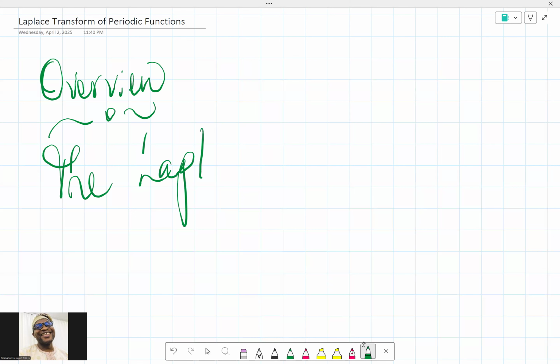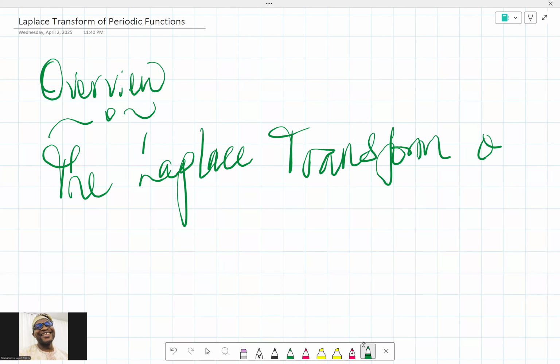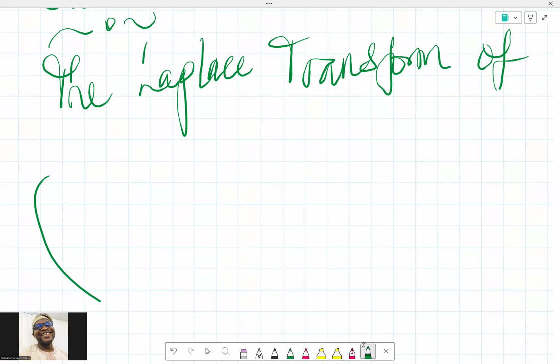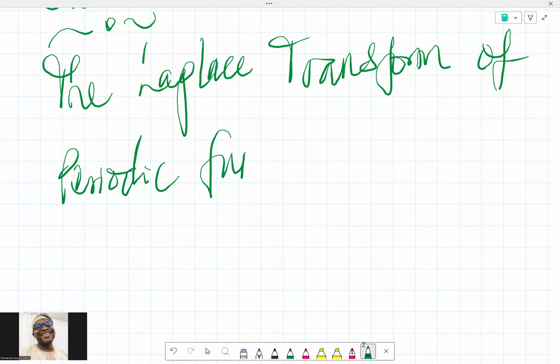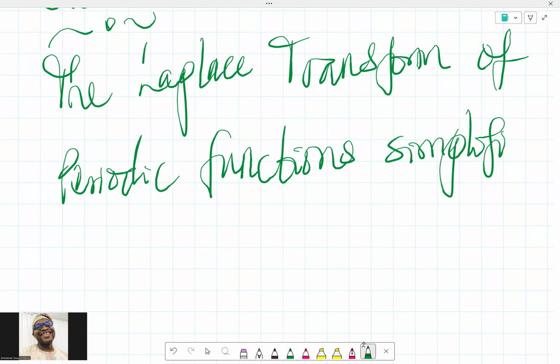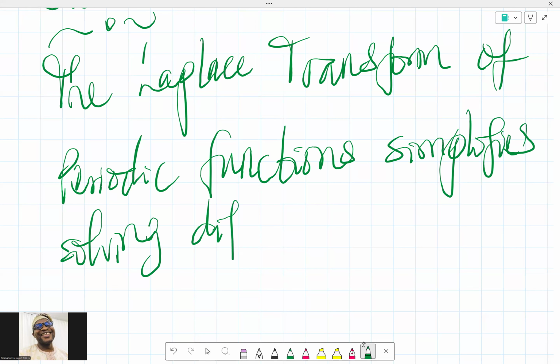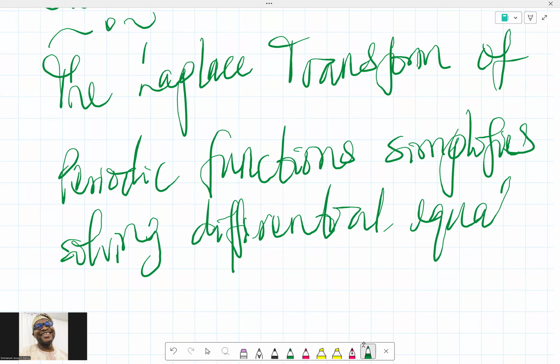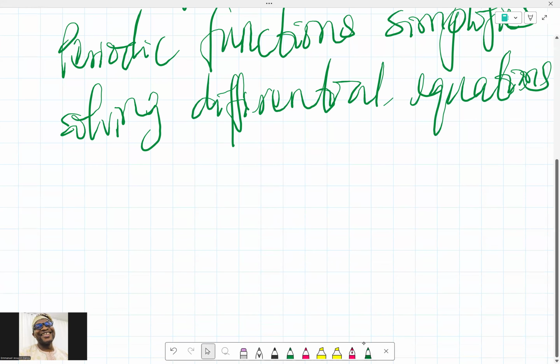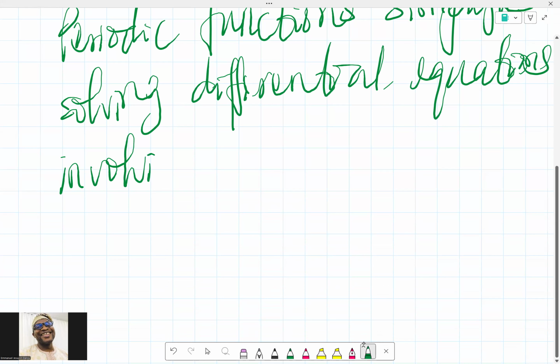The Laplace transform of periodic functions simplifies solving differential equations involving periodic inputs.